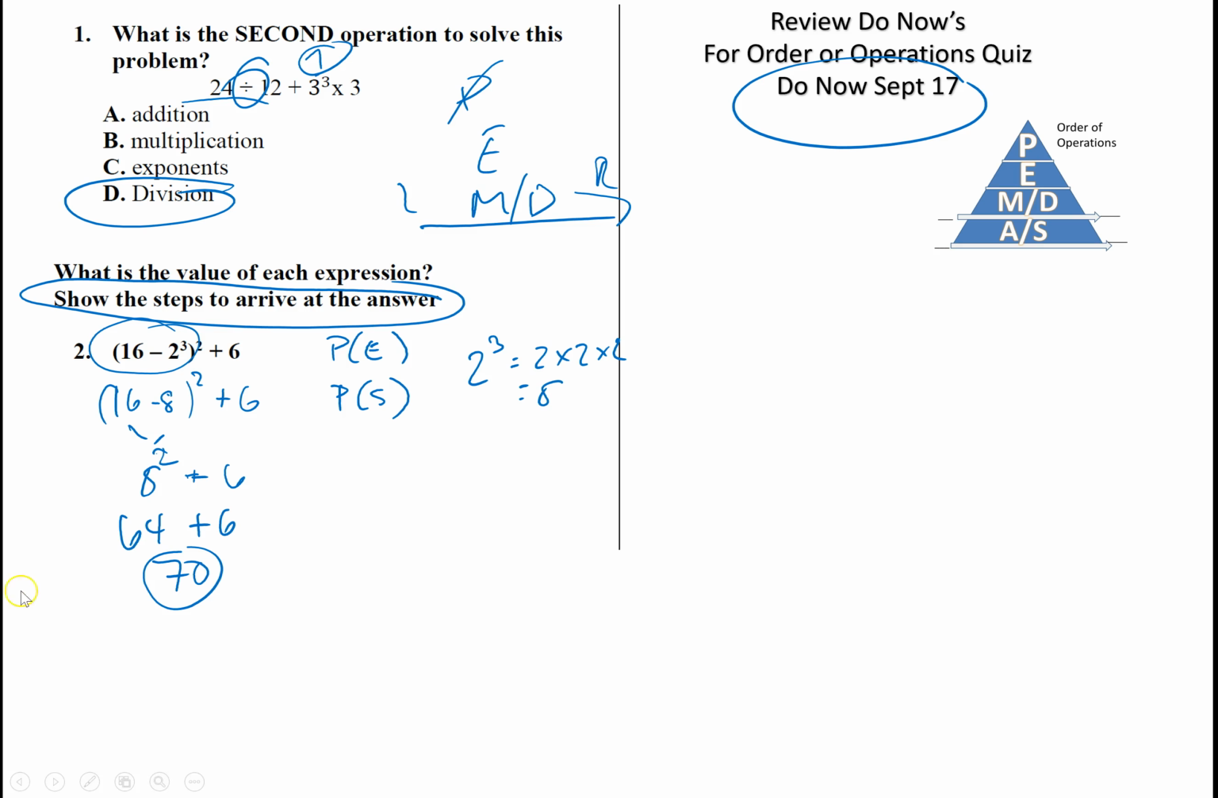All right, let's do the next one, from September 20th. Again, even though it's multiple choice, show me your work. So 2 times 3 is 6. 18 plus 6 gives me 24. That's my correct answer. So here I have exponents first.